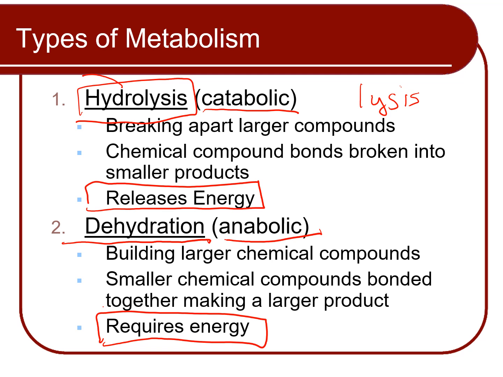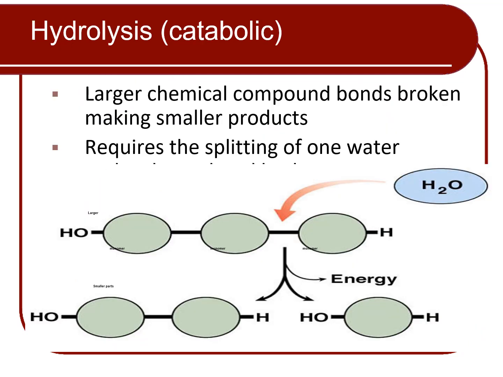So if you look at an example of that, here we have a larger polymer with 3 monomers. We add water for hydrolysis, so we're going to break it apart, and now we have a polymer with 2 and then 1 is free. We could break this one apart and then we would have 3 monomers. So that's hydrolysis. We're taking a bigger molecule and breaking it into smaller molecules.